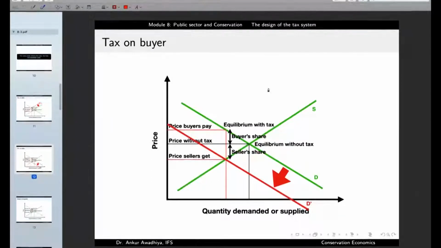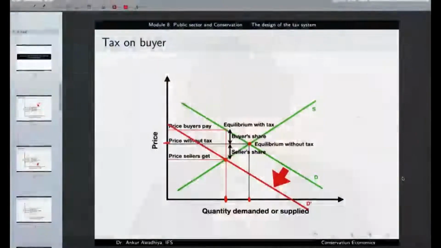And here again, we observe that this is the normal equilibrium, the equilibrium without the tax, and this is the new equilibrium. Now, in the equilibrium without the tax, this was the quantity that was demanded or supplied, and this was the normal market price. When the equilibrium shifts, then a lesser quantity is demanded or supplied. So what we are observing here is that when the tax is imposed only on the buyers, then also the market shrinks. A lesser quantity of goods is now demanded and supplied in the market.